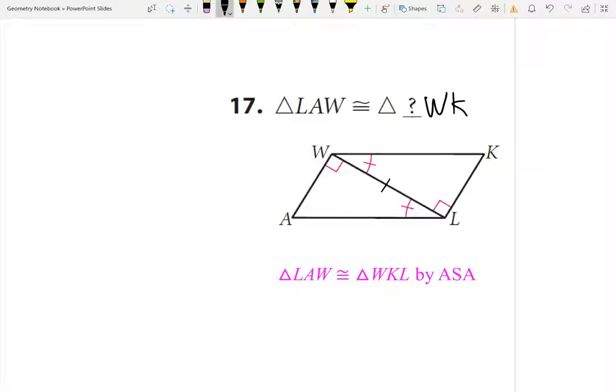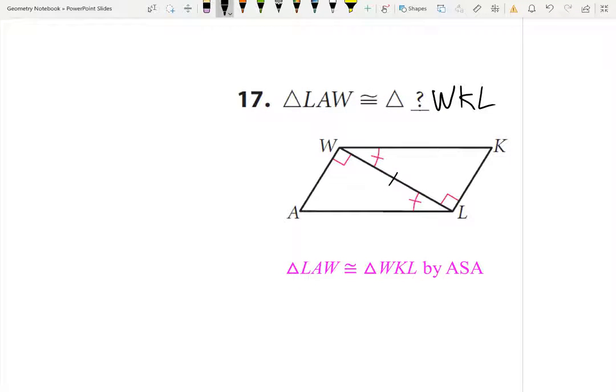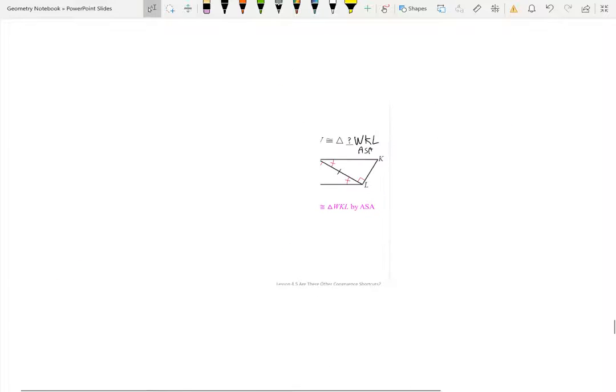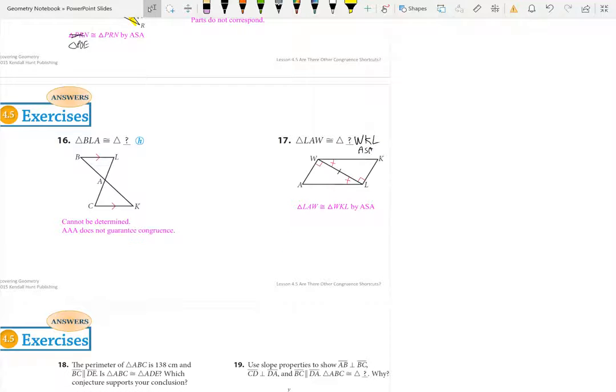And then W corresponds to L. There we go. Very good. Okay. WKL. Beautiful. Okay, so that is again by ASA, angle, side, angle. Next is going to be number 20, finally.